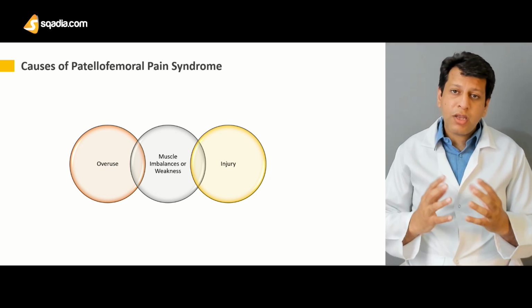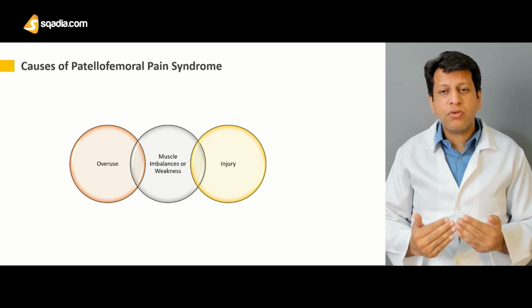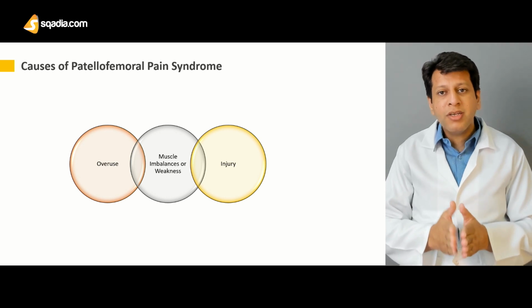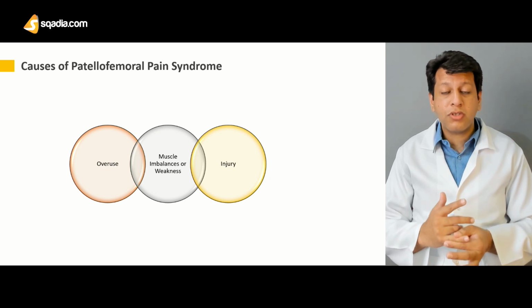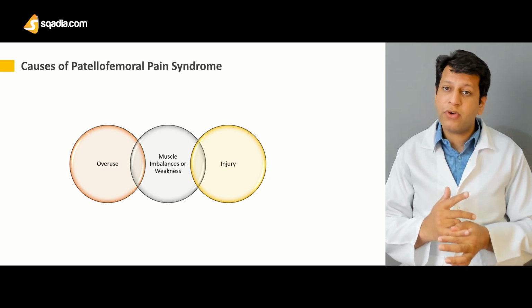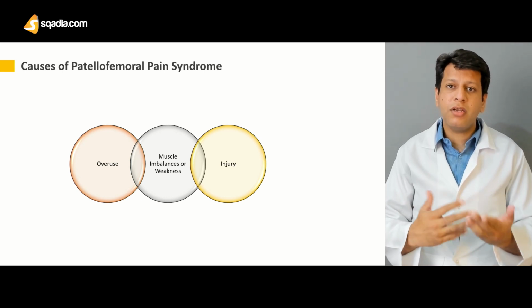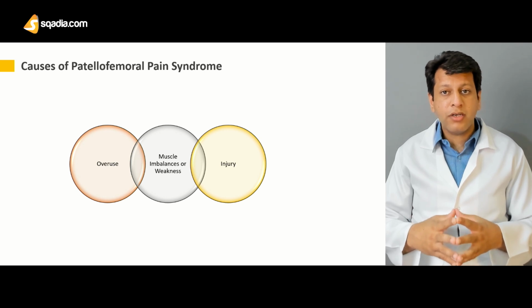But whatever happens initially, it eventually contributes to other things. For example, if the patient has a malalignment problem, this will result in some form of muscle imbalance as well, and this would result in patellar tilt and patellar maltracking, and a kind of vicious cycle starts, which eventually leads to patellofemoral pain syndrome and patellofemoral joint arthritis.